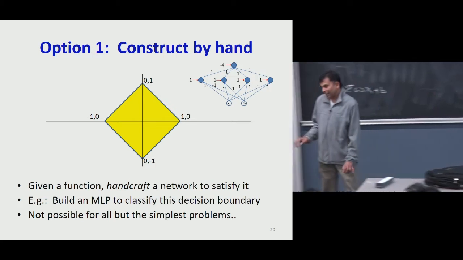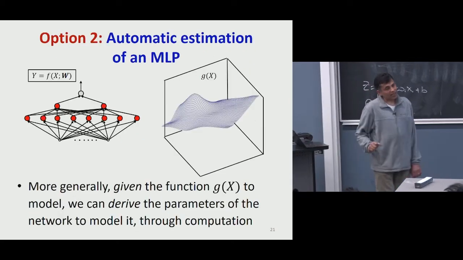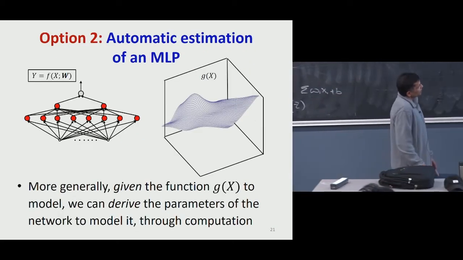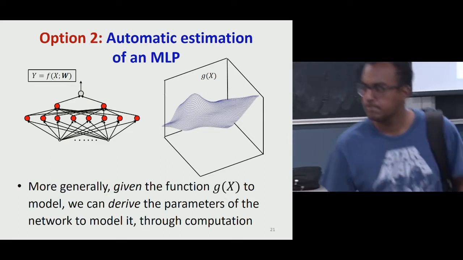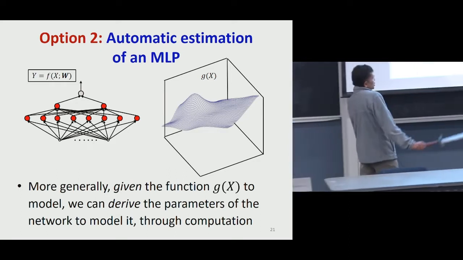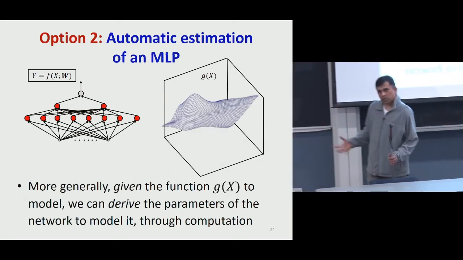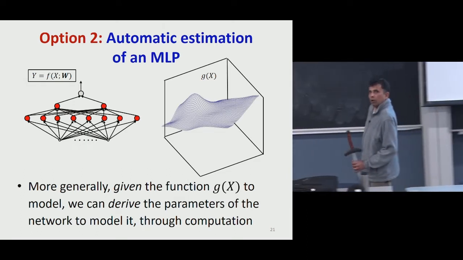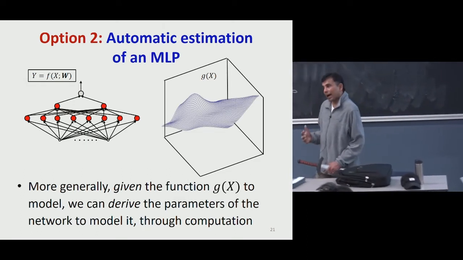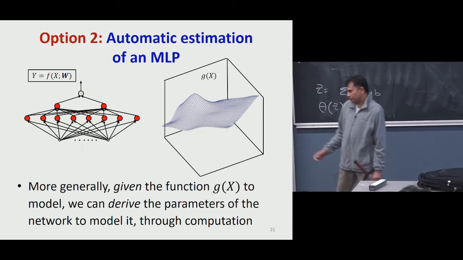So while it's technically a feasibility, practically it doesn't make sense. So what we really need is an automatic technique for estimation of these parameters, for estimating an MLP. More generally, what this means is that you're given a function g of x, and we want the network to actually compute this g of x. So we're going to have to derive the parameters of the network such that this g of x is computed.